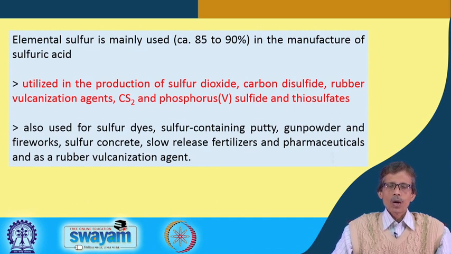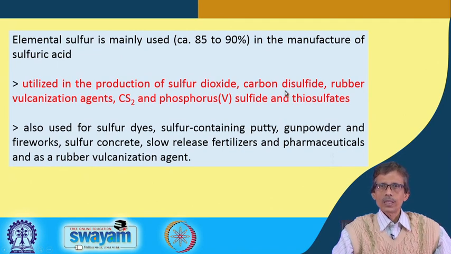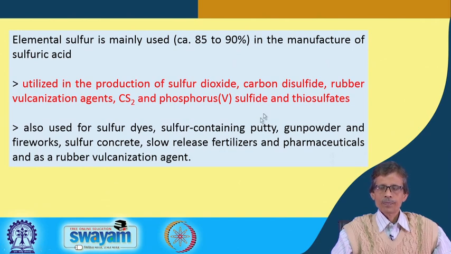Because this elemental sulfur, the main amount, up to 90%, is consumed for sulfuric acid production. It is also utilized for the production of some other things, that means when we require sulfur dioxide also. Just now we have seen how sulfur dioxide can be consumed for the production of sulfur. Now, the reverse reaction: if we require sulfur dioxide and we have only the stock of elemental sulfur, we should know how it can be converted to sulfur dioxide for ready use.